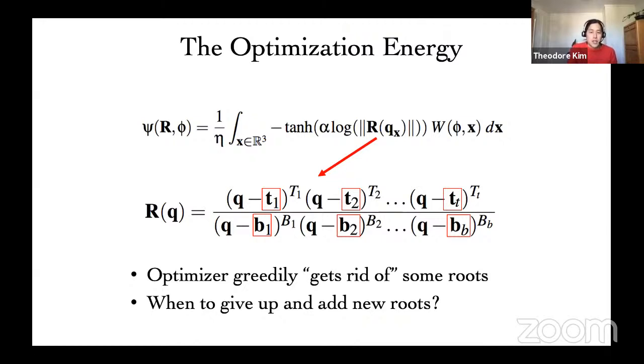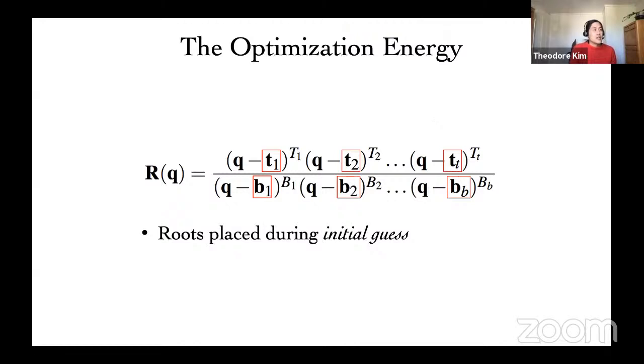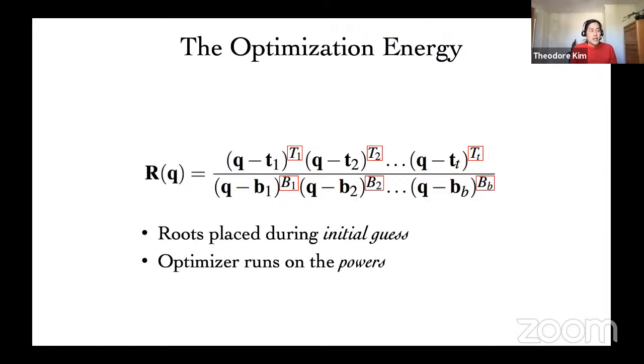All right, so instead I decided, okay, this is too hard. I failed too many times. Let's break this problem into two problems. So instead, I'm not going to hand root placement to the optimization. I'm going to give the root placement as an initial guess. All right, and then once we have this initial guess in hand, the optimizer is only going to get to tune the powers of this rational function.